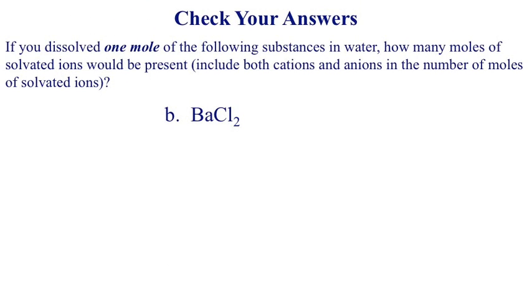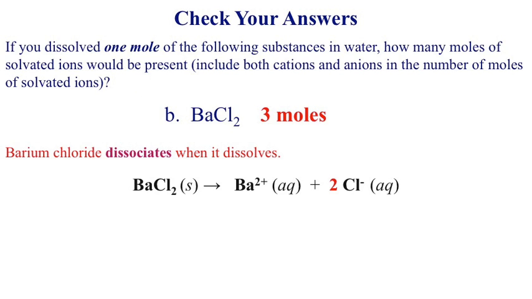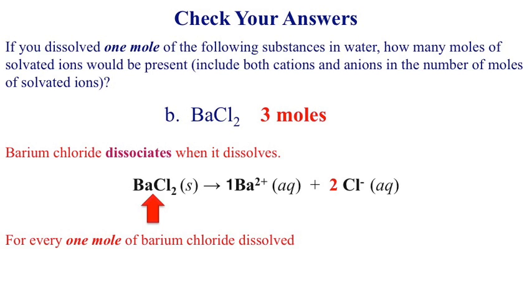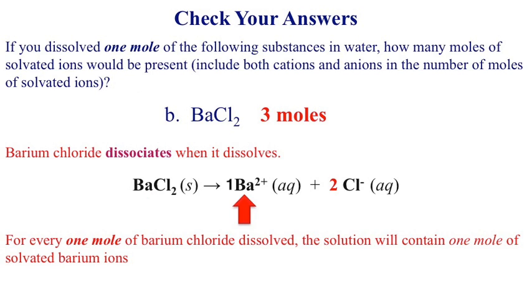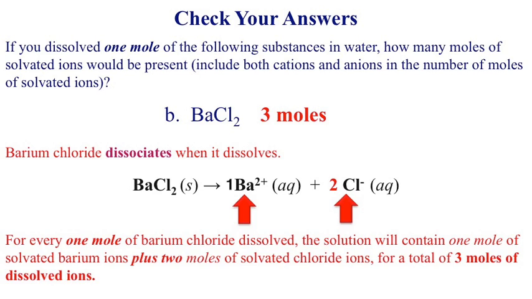In part B, if 1 mole of barium chloride is dissolved in water, it would result in 3 moles of solvated ions. Barium chloride is an ionic compound, therefore it dissociates when it dissolves. Note that barium chloride contains 2 chloride ions for every 1 barium ion. For every 1 mole of barium chloride dissolved, the solution will contain 1 mole of solvated barium ions plus 2 moles of solvated chloride ions for a total of 3 moles of dissolved ions.